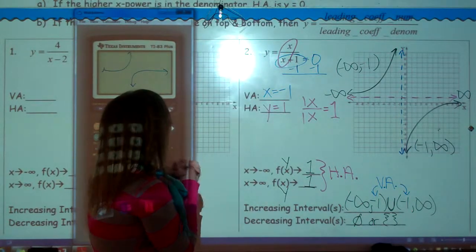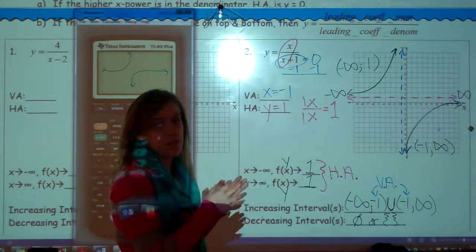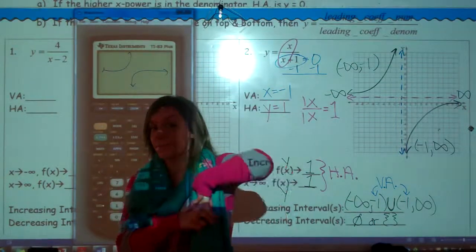All right, so we'll do a couple more, and we'll talk about the backside. It's the same thing, but there's just more to it because there's a little bit higher powers, okay?